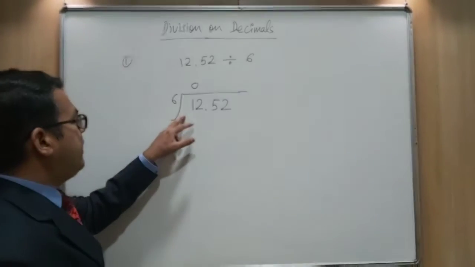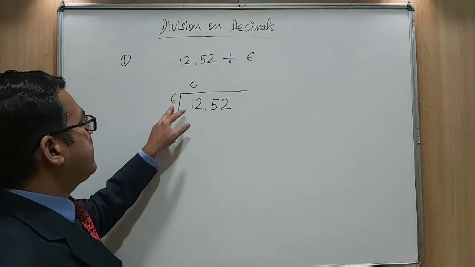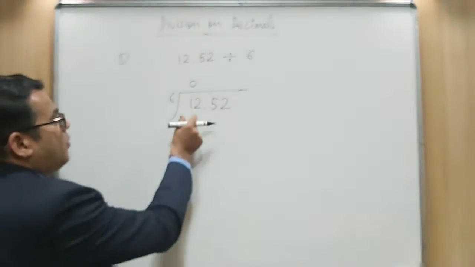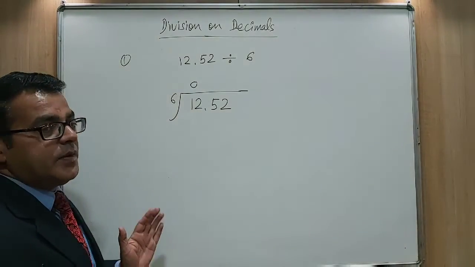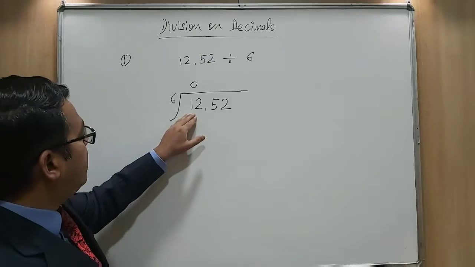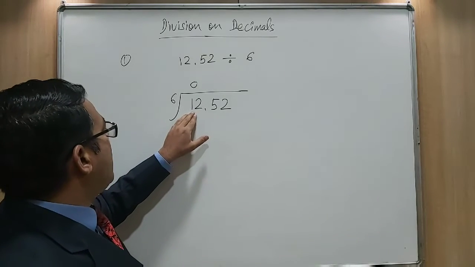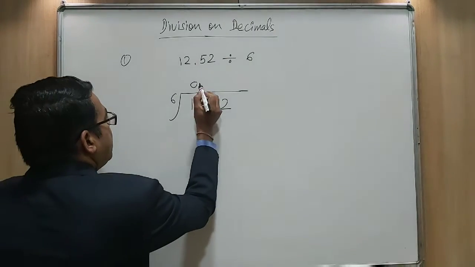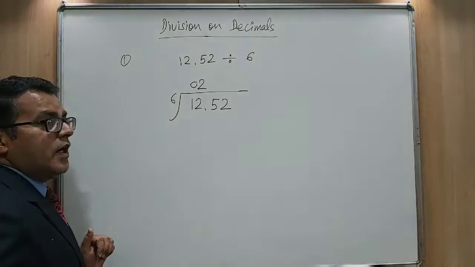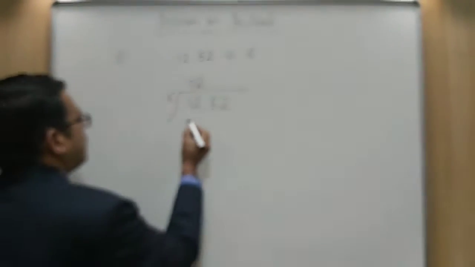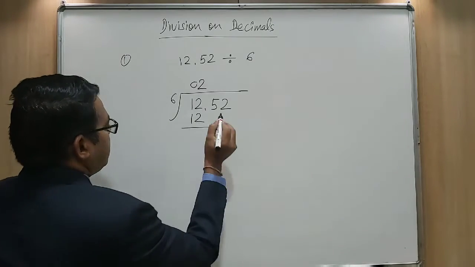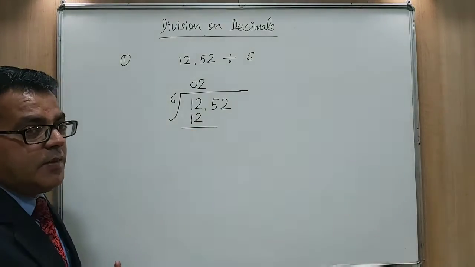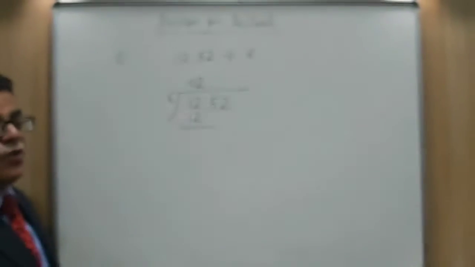Now if 1 is short of 6, then what to do now? We can take two digits together. Now two digits 12. Before this 2, 1 is there, so we can consider it now 12. And we know that in the 6 table, 12 comes at 2 times. So 6 2s are 12, we can write here. This is very simple.